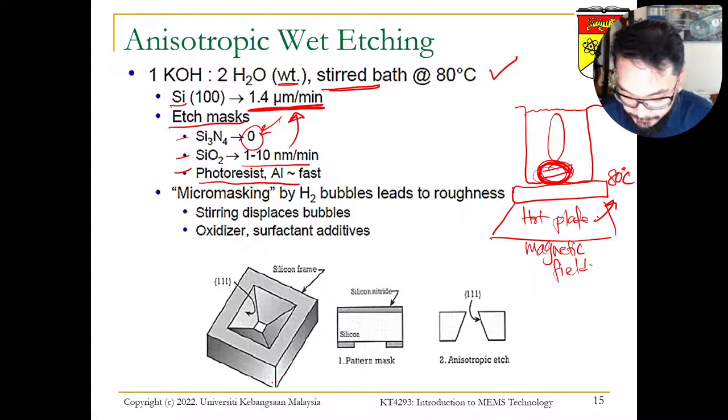So micro masking by hydrogen bubbles leads to roughness, because we know that the byproduct is hydrogen. So hydrogen bubbles can stick on the surface. And therefore, as the etching is carried out, you can create roughness, which is basically according to the shape of the bubble.